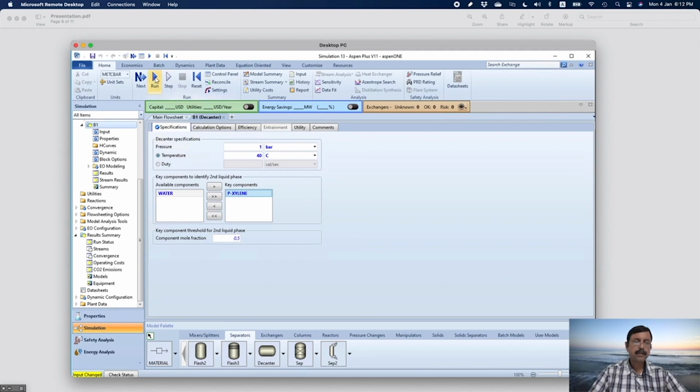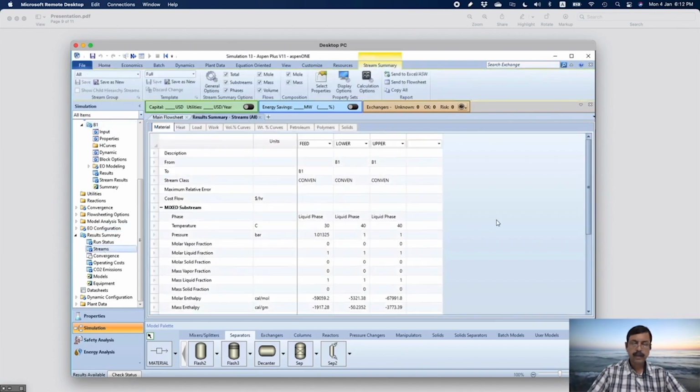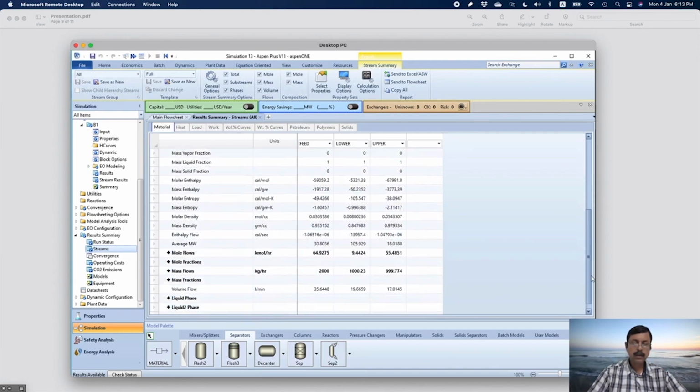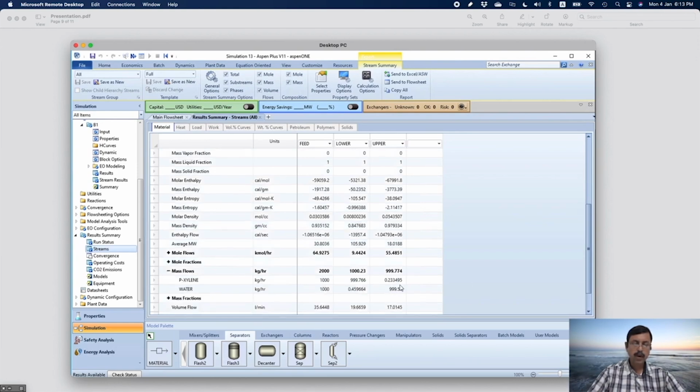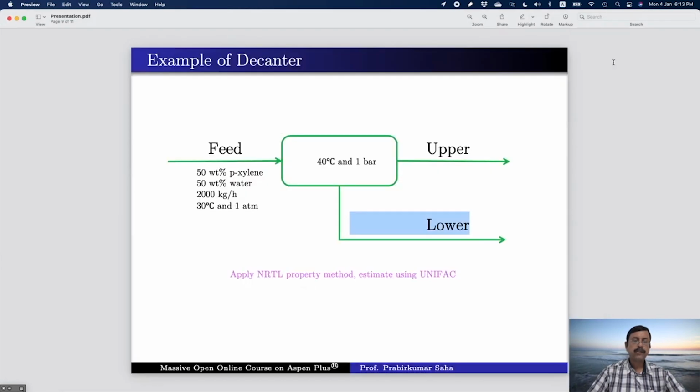So if you run this way, then you can again see the streams and see your upper liquid will contain all the water and the lower liquid will contain paraxylene. So the results will toggle because you have chosen the key components in that fashion. So that is how we operate a decanter.